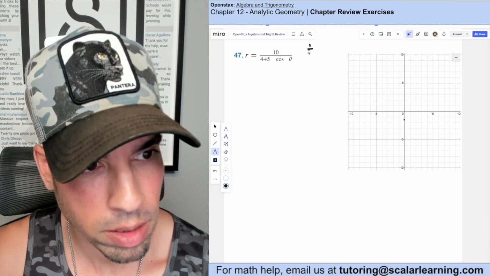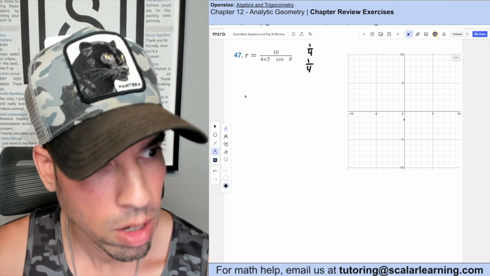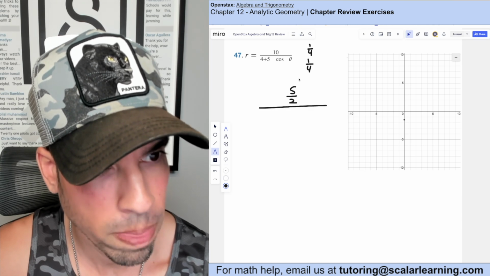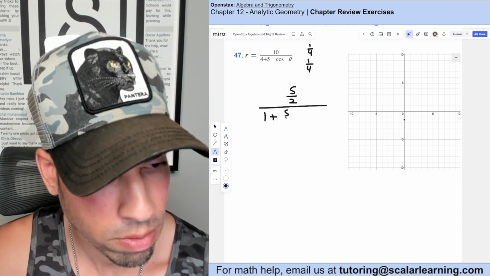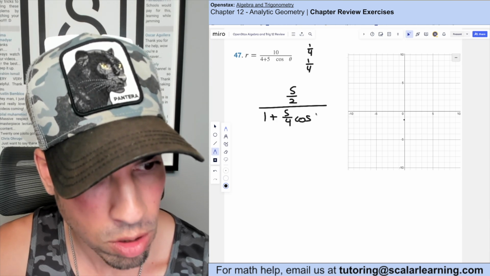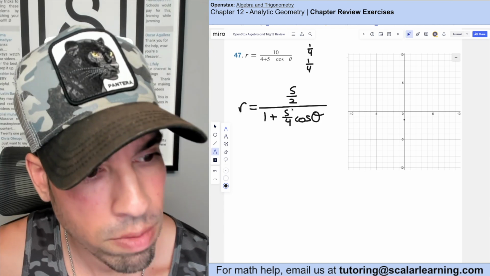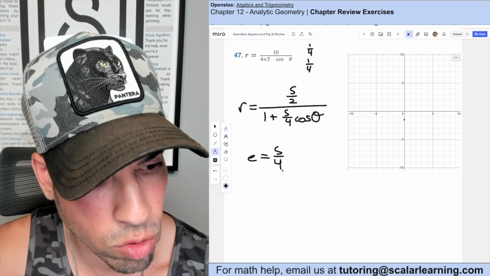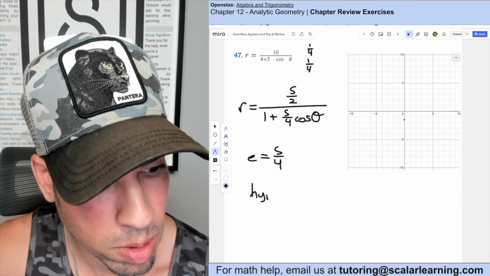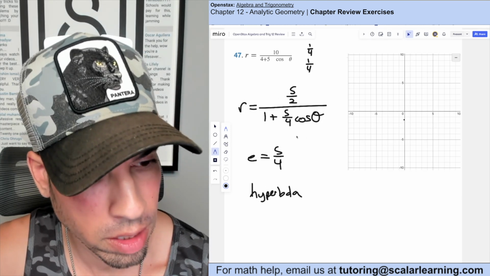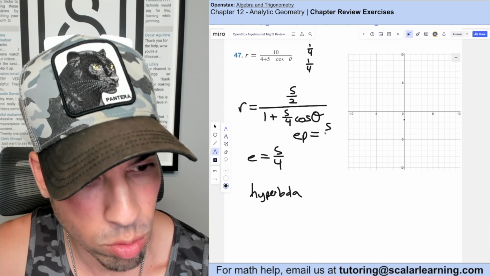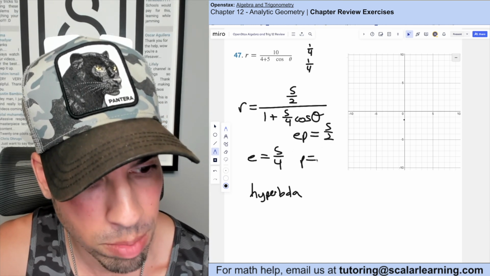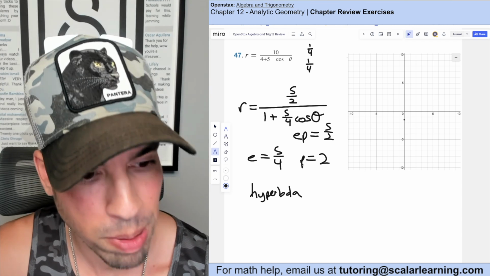1 by multiplying top and bottom by 1/4. And then we've got 10/4 or 5 halves on the numerator over 1 plus 5/4 times cosine of theta. So my E value is right here. E is 5/4. And since E is greater than 1, we've got a hyperbola, and since the numerator is E times P, and that's equal to 5 halves, what times 5/4 is 5 halves? Well, that's going to be 2, right, doubling that. So P is equal to 2.